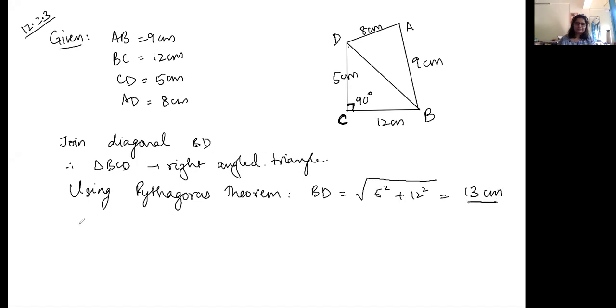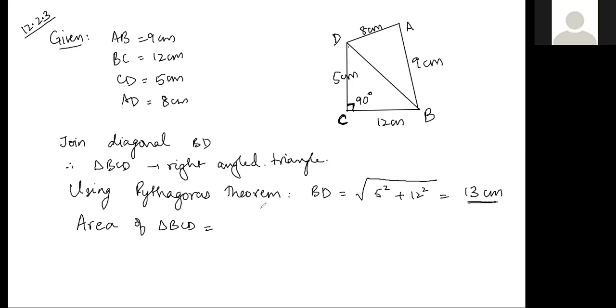Then, is there an easy way to find the area of triangle BCD without using Heron's formula? Yes, ma'am. We can use half into base into height.